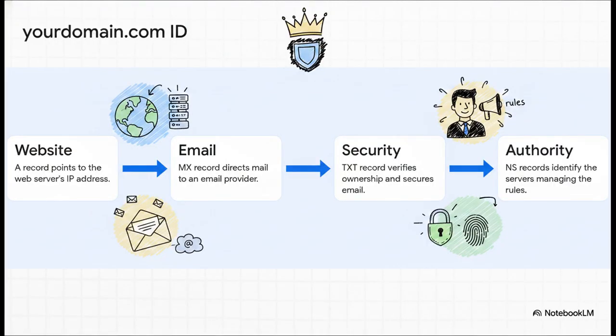For your domain, the A record points visitors to your website. The MX record makes sure your email goes to the right provider. The TXT records help prove you're you and keep your email secure. And the NS records are like the team captain, telling everyone where to find the playbook with all these rules. They all have a job to do.